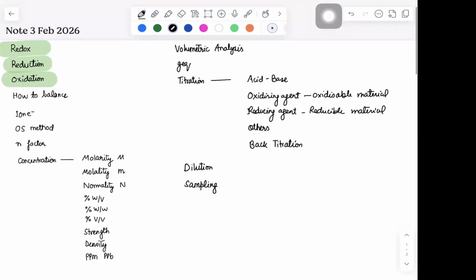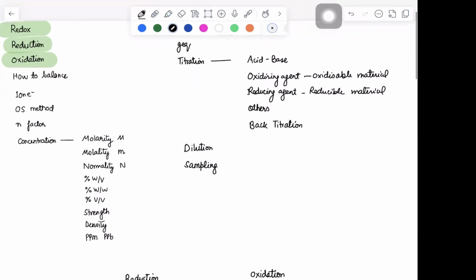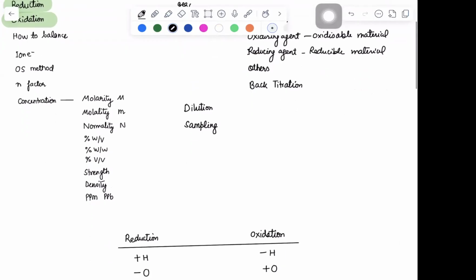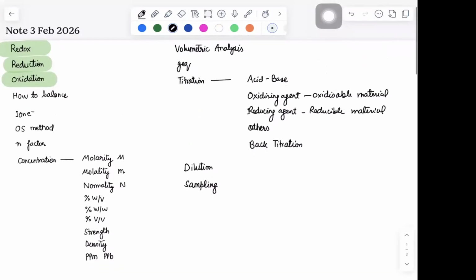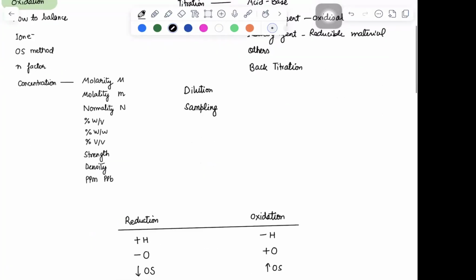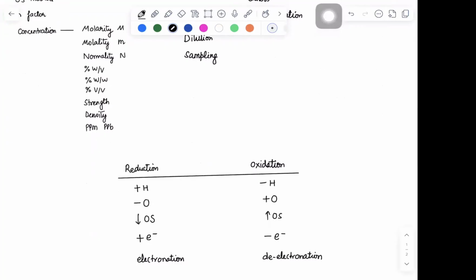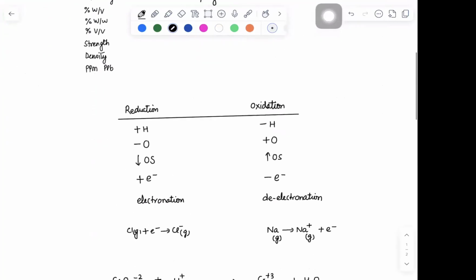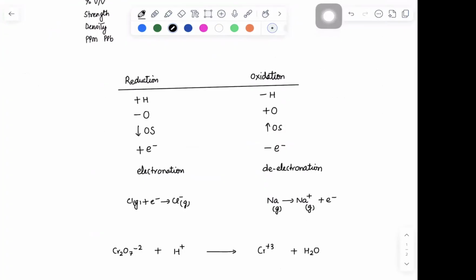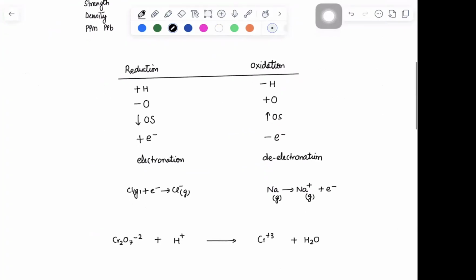So basically, let me quickly revise what I've discussed so far. First of all, these are the terms that we should know: how to balance by ion electron and oxidation state method, N factor, concentration terms. Then comes volumetric analysis, then gram equivalent, then titration. Under titration, different types of titrations: acid base, oxidizing agent, oxidizable material, reducing agent, reducible material, others, back titration, dilution, sampling, reduction, oxidation, right? Then we started off with reduction, oxidation, differentiation. If you know these 5 points, you can solve any question on reduction, oxidation.